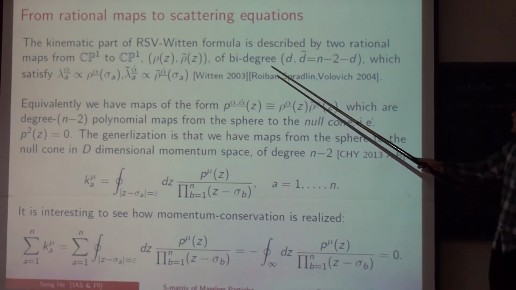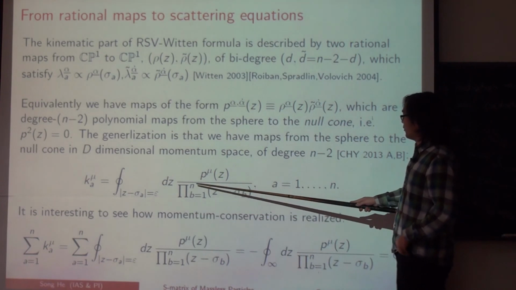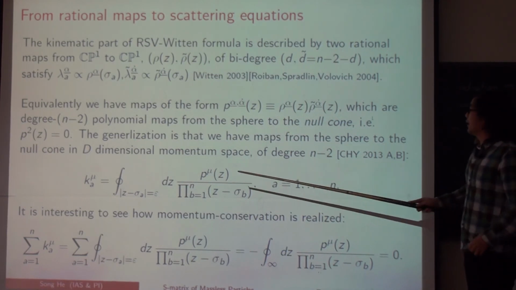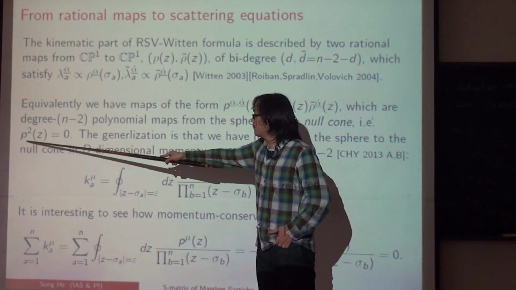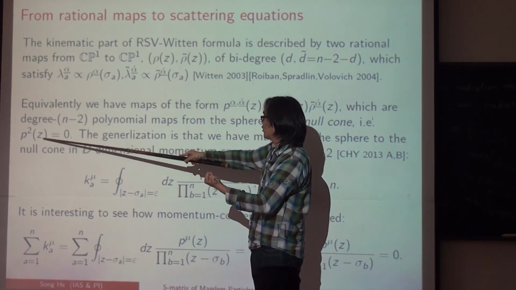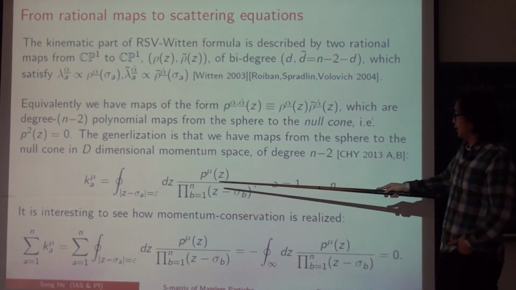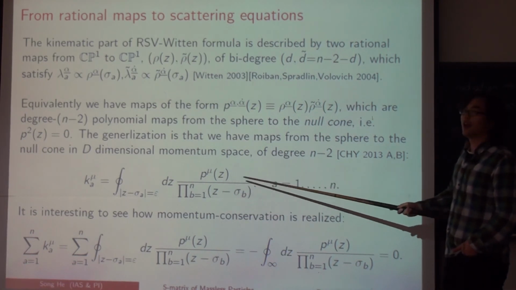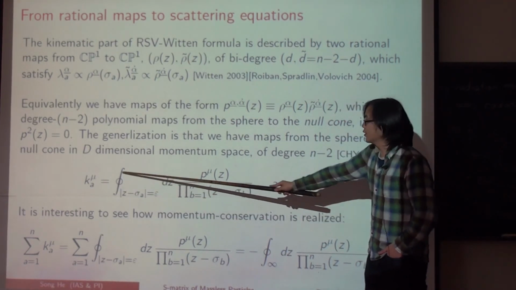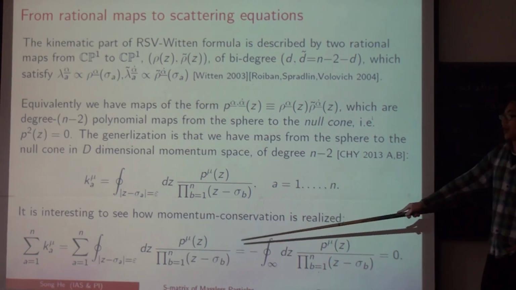Okay, so basically out of time. I'll try to be very quick. The basic idea is I want to have a map from the sphere to the light cone of my d-dimensional momentum space. So I want to have a polynomial map from the sphere to the momentum space, which will satisfy this null condition for each point on the sphere. And you can easily see the easiest way to realize this. If you want to map each puncture on your sphere to your external data, you have no choice but to have a degree n-2 polynomial, because this is the only way to realize momentum conservation.